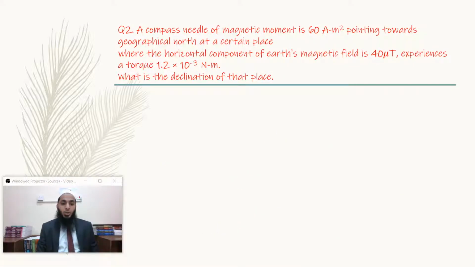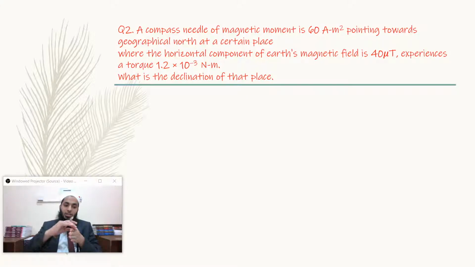Okay, so question number 2: a compass needle of magnetic moment 60 ampere meter square is pointing towards the geographic north. So in the beginning they said that there was a magnetic needle which was pointing towards the geographic north. That means you had held it there, because we know that a magnetic needle will not be aligning in the direction of geographic north. It will be aligning in the direction of magnetic north, right?